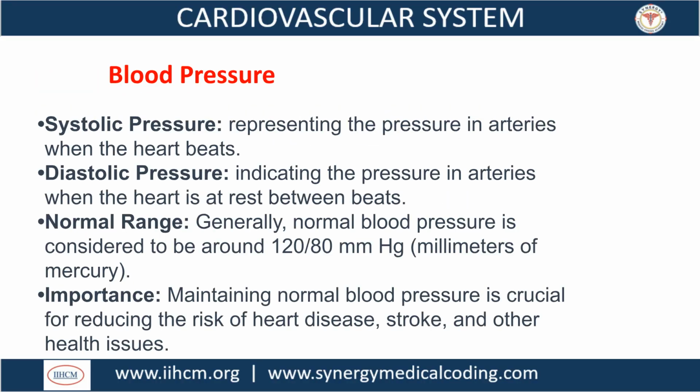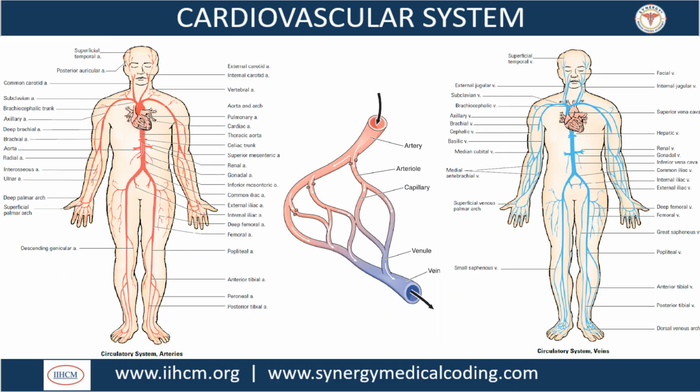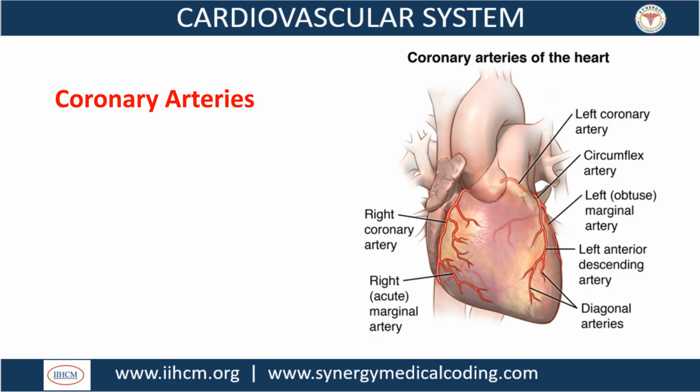Blood pressure includes systolic pressure, which is the pressure when the heart beats, and diastolic pressure, the pressure when the heart is at rest. Normal range is typically 120/80 millimeters of mercury. The circulatory system comprises arteries, arterioles, capillaries, venules, and veins, which transport blood throughout the body. The coronary arteries, including the left and right coronary arteries, supply blood to the heart muscle itself.